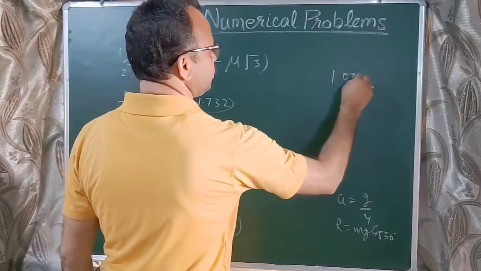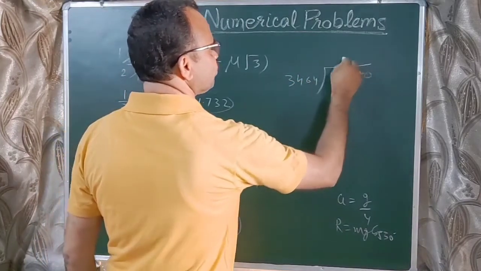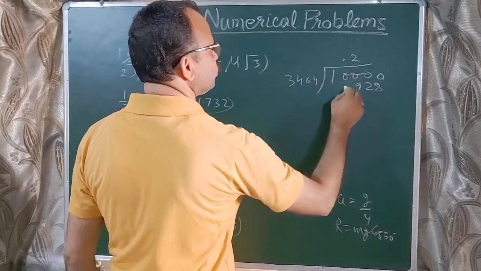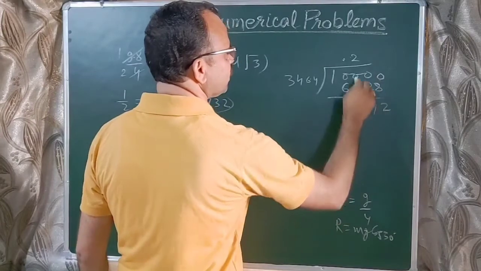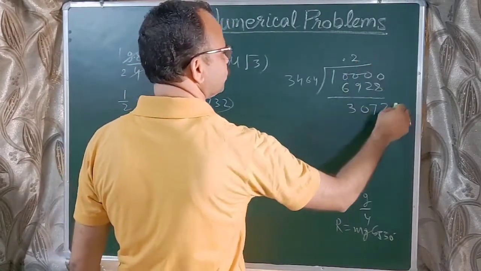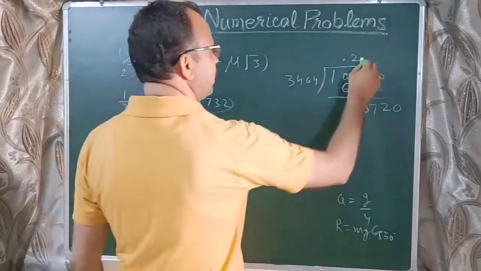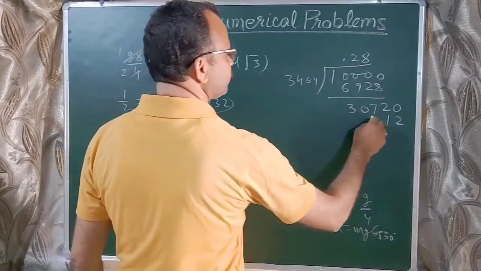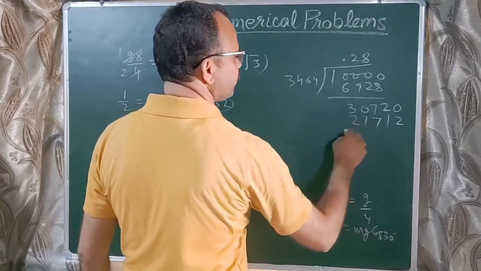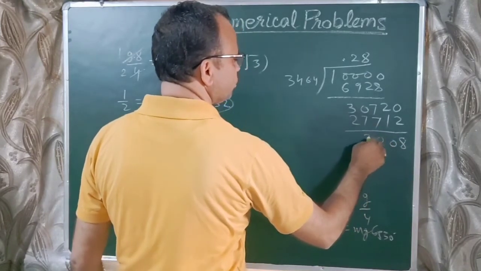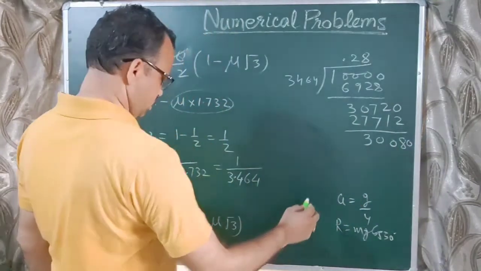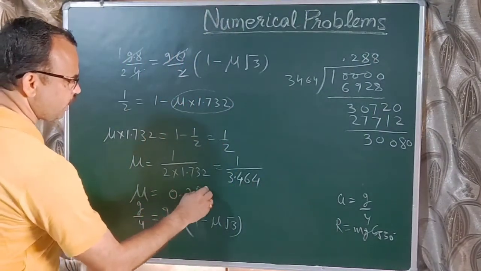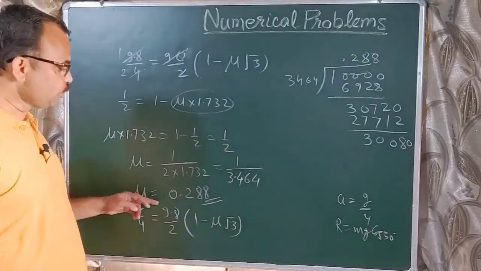So 2 times 1.732 is 3.464, and now we divide 1000 by 3464. Carrying out the long division step by step, we get 0.288. So the final answer is mu equal to 0.288. The coefficient of friction is 0.288.